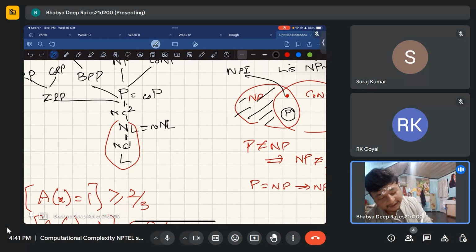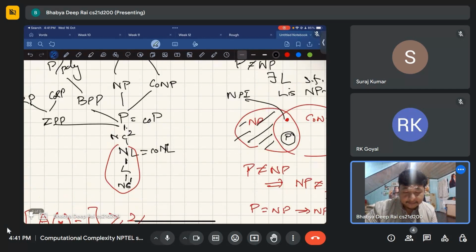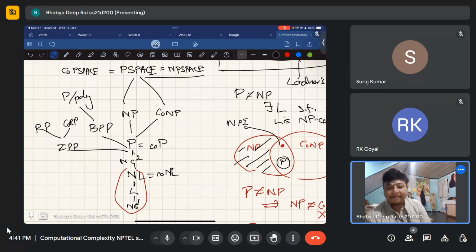And NC1 actually contains L. In fact, uniform NC1 is equal to L. So it's more correct to say L contains NC1. And it goes on that way. So BPP is contained in P/poly. And okay, this is about circuits.